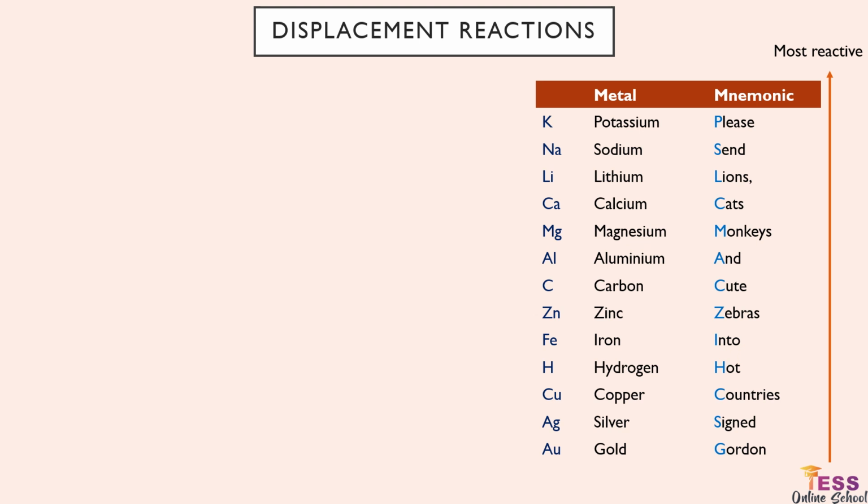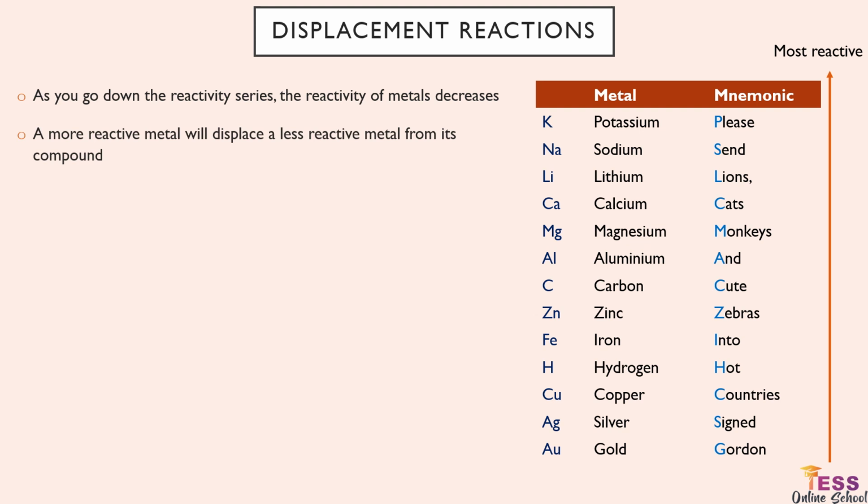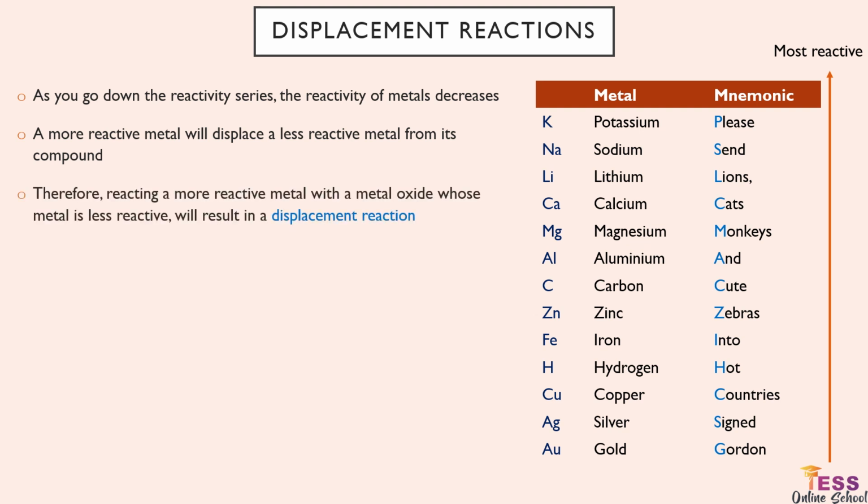Now let's talk about displacement reactions. You should know that as you go down the reactivity series, the reactivity of all the metals decreases. If there were to be a reaction between two metals, the more reactive metal would displace the less reactive metal from its compound, almost like it's pushing it out of its compound. Therefore, reacting a more reactive metal with a metal oxide that has a less reactive metal incites a displacement reaction.